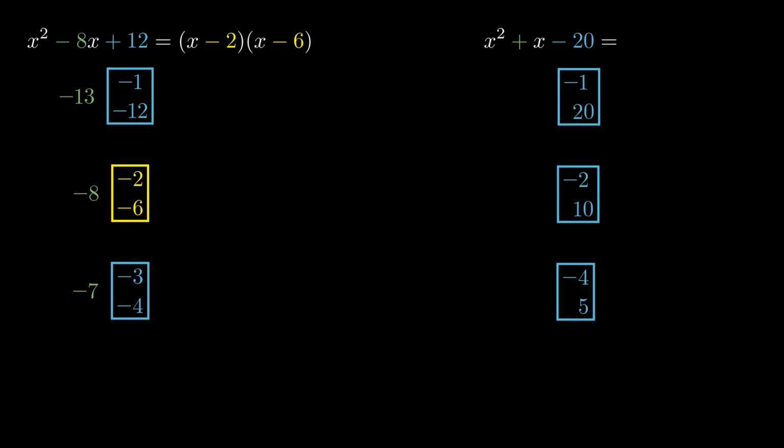Okay, so now 20 minus 1 is 19, 10 minus 2 is 8, 5 minus 4 is 1. Our target was just the one copy of x, so it must be the bottom pair there. So we put in x minus 4 and x plus 5, and we're done.